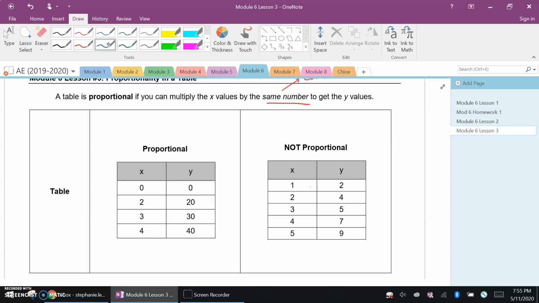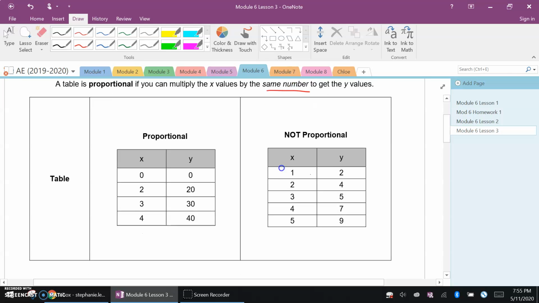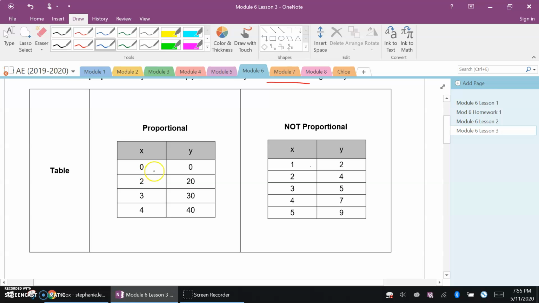On the first one, I gave you a basic definition of a table that is proportional and one that's not proportional. When you're looking at whether something's proportional and you start with a 0, that's not the best place to start. You want to look one row down. When we look one row down, we look at 2 and 20. We're looking at 2 times what gives us 20, and we know that 2 times 10 gives us 20. So the question is, is 10 going to be constant the whole way through?